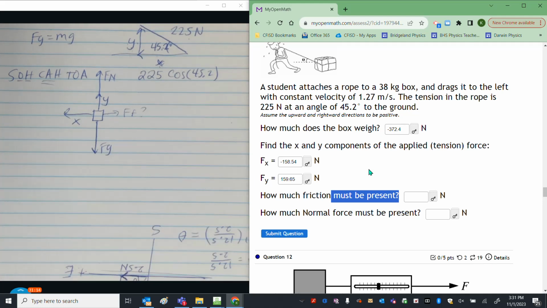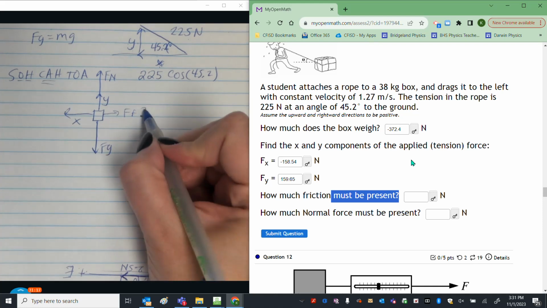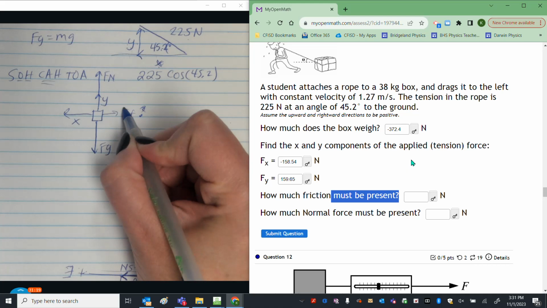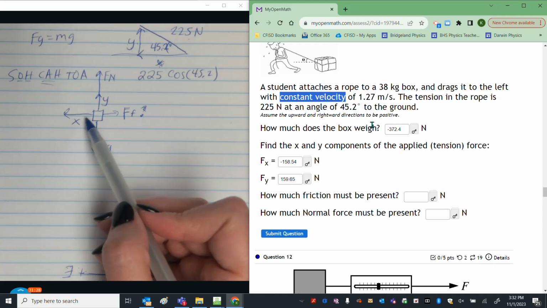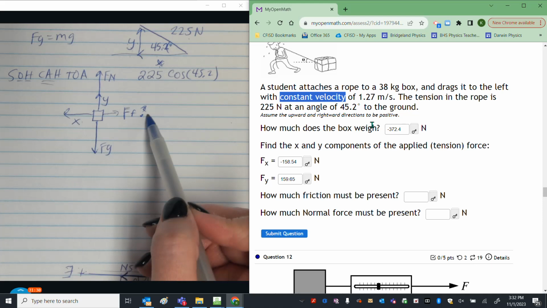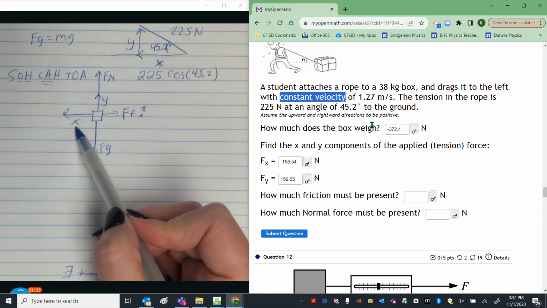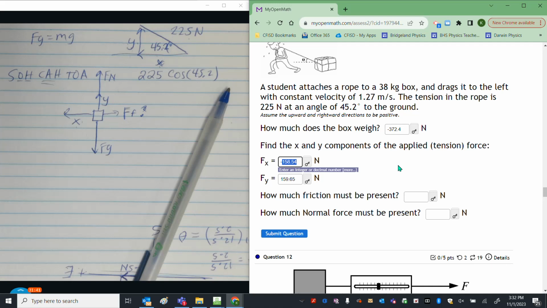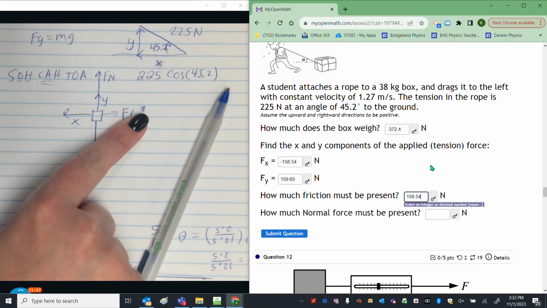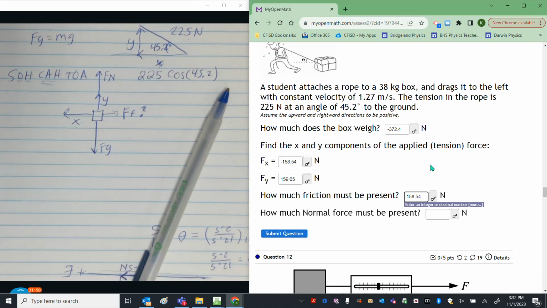The way I know if I have friction or not is by looking at either my net force or my acceleration, figuring out my net force from there, or I look for words like constant velocity. If you have a constant velocity, it means that your forces have to be balanced. Ff has to be equal and opposite to x in order for us to have a constant velocity. I already know the value for x. I found it right here, 158.54. So that is also the amount of friction present, except friction is going to the right. So it's going to be a positive 158.54 newtons, because you need a net force of 0 in order to have constant velocity.